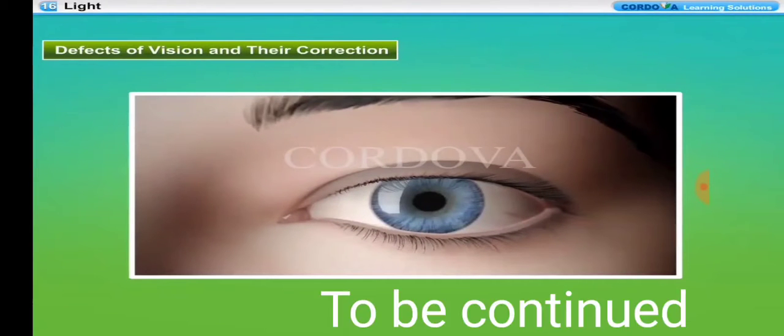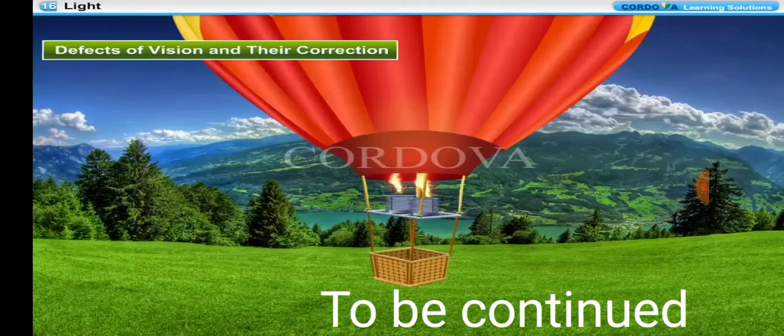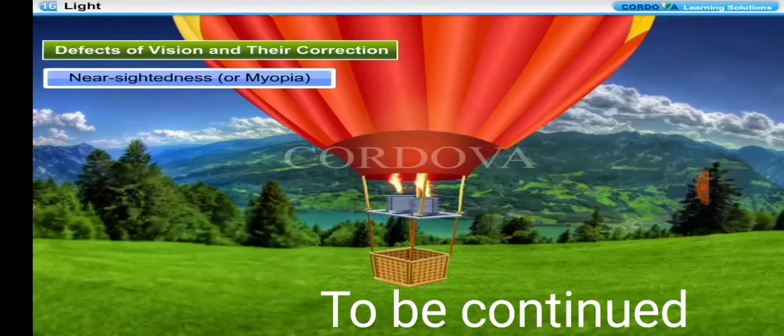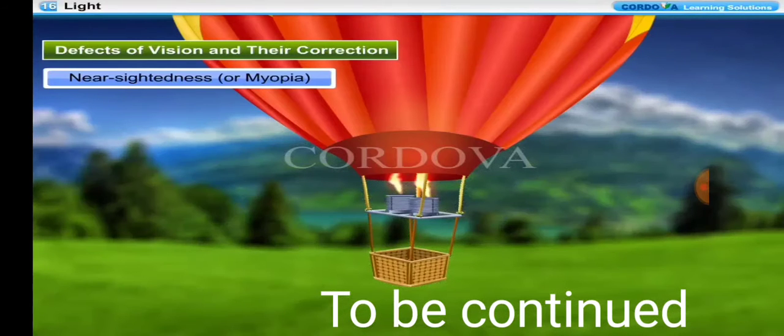Sometimes the eye may gradually lose its power of accommodation. In such conditions, the person cannot see objects clearly and comfortably. The common defects of the eye are the following: nearsightedness or myopia. A person with myopia or nearsightedness can see nearby objects but cannot see distant, far-off objects.